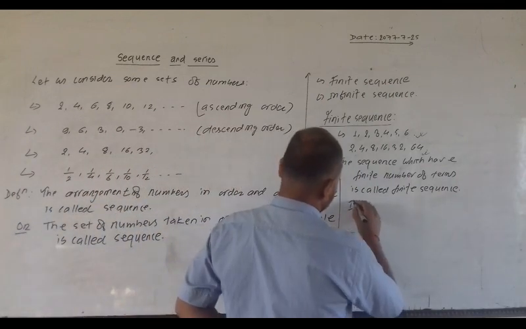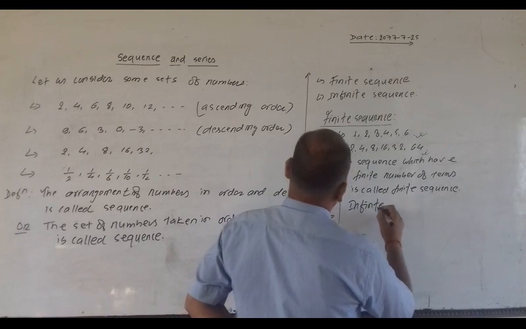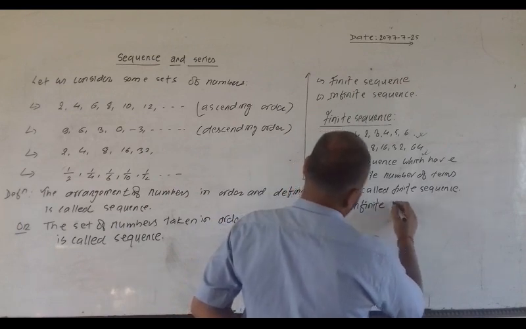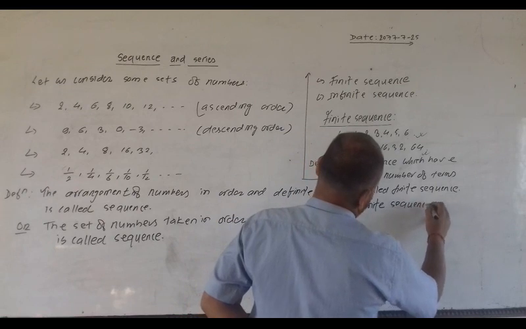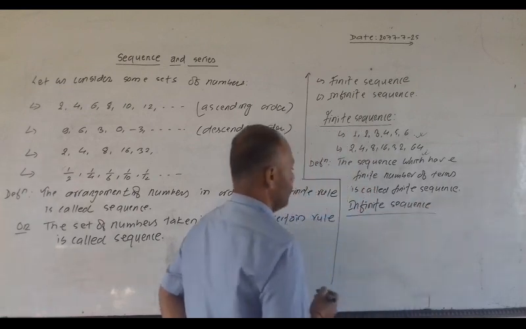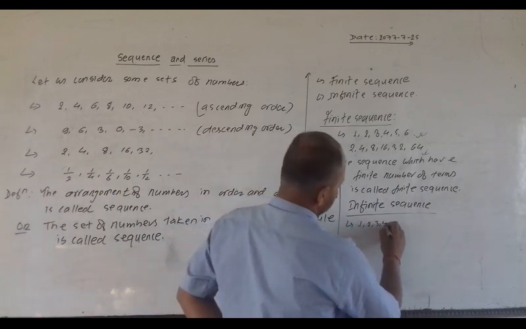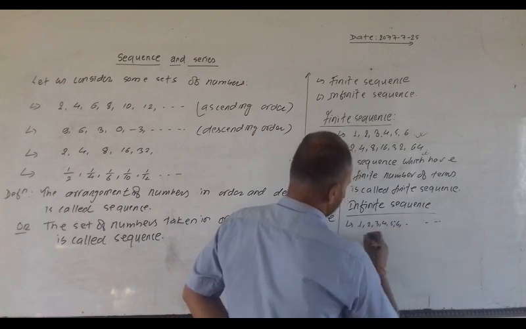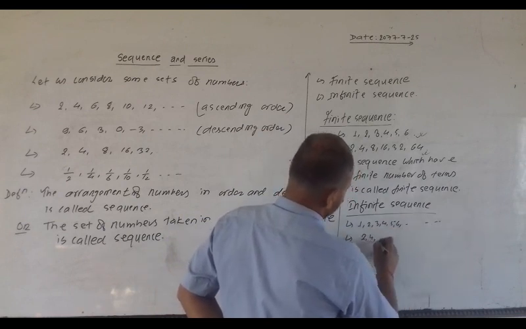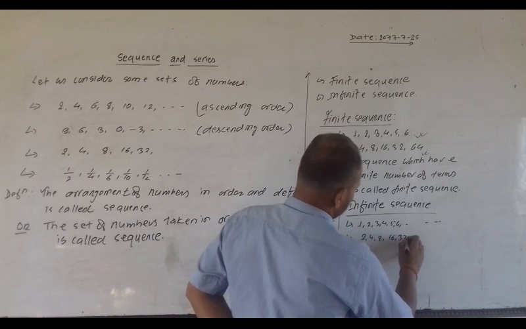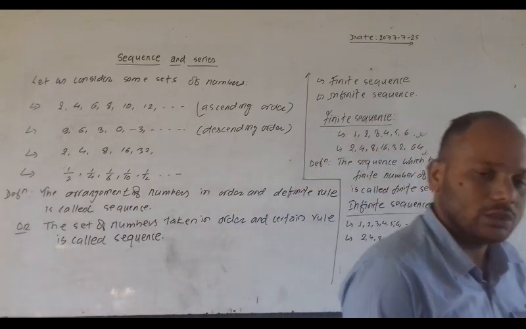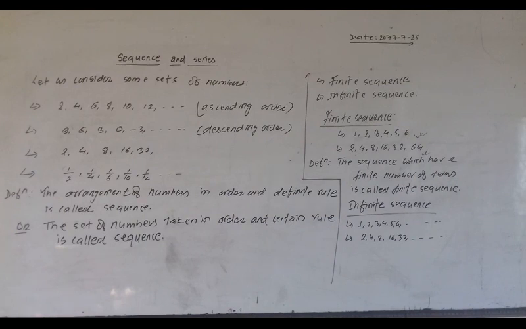Then we have the infinite sequence. What is an infinite sequence? My dear friends, see here, example: 1, 2, 3, 4, 5, 6, and another: 2, 4, 8, 16, 32, and so on. The sequence which has an infinite number of terms is called an infinite sequence.